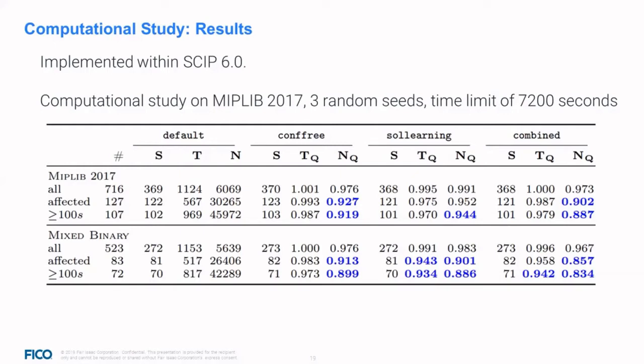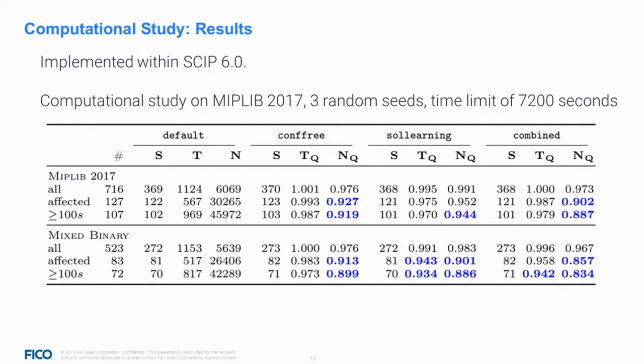For all but the default settings, we show factors for time and nodes instead of absolute values. This means a factor less than 1 is good because it shows an improvement, and larger than 1 is a deterioration. We see that with both conflict-free learning and solution learning, we can significantly reduce the average search tree size. However, the impact on solving time is much less, at least for conflict-free learning. This is because the procedure introduces an overhead on storing, maintaining, updating, and so on.